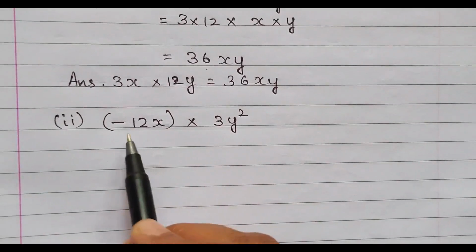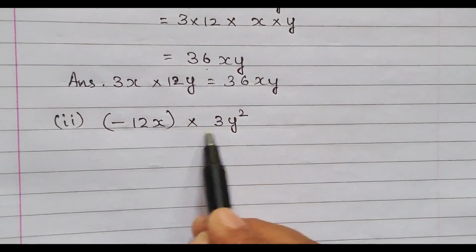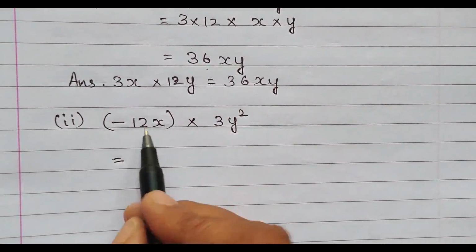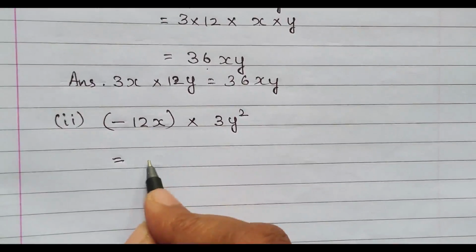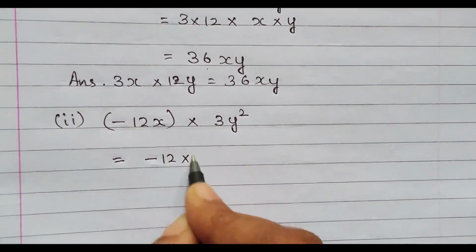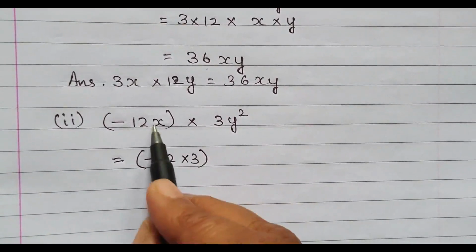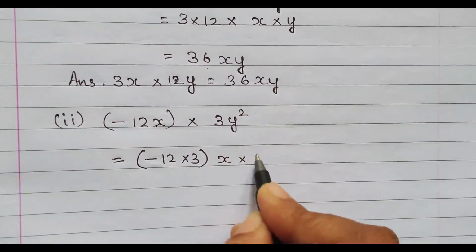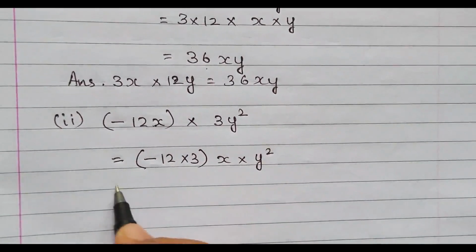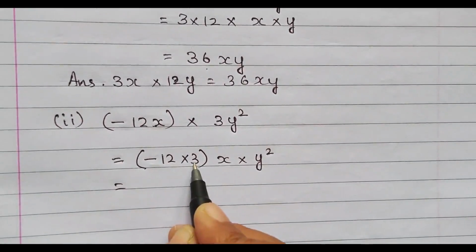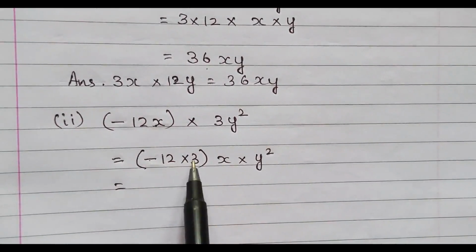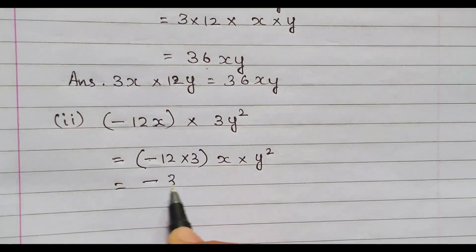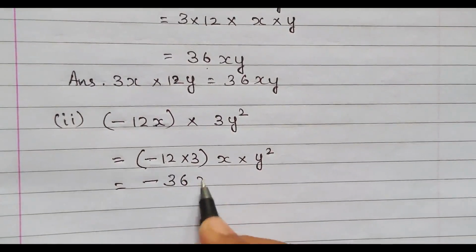Let's see another example. Minus 12x multiplied by 3y squared. What we have to do first? We have to first multiply the coefficients. So we have minus 12 multiplied by 3. And then you have to multiply the variables. That is x multiplied by y squared. Minus 12 multiplied by 3. Minus into plus is minus only. 12 multiplied by 3 is 36, so we get minus 36 x y squared.